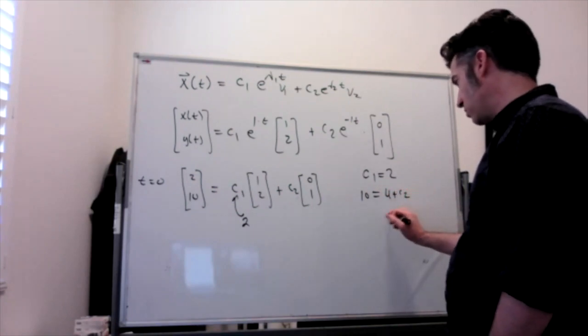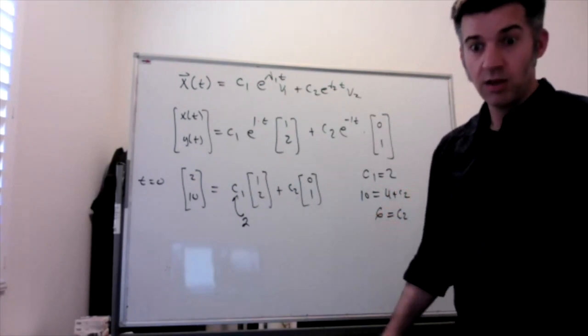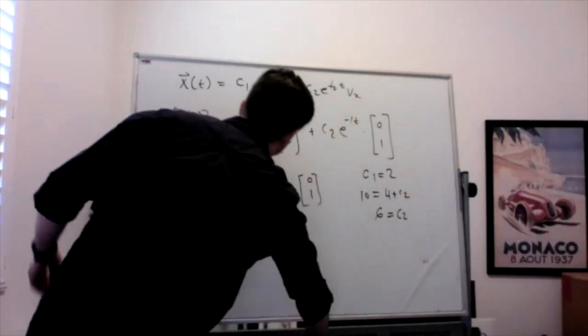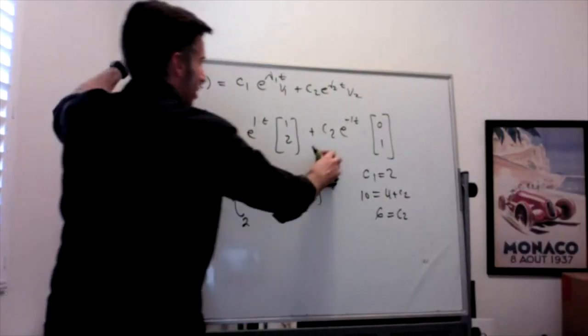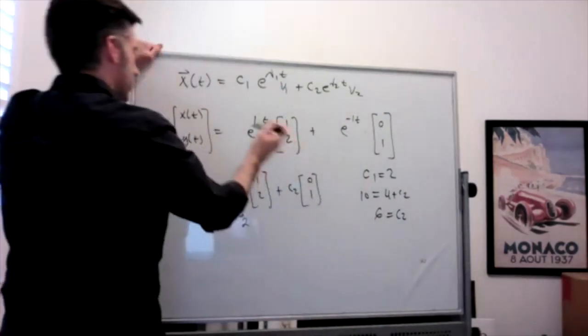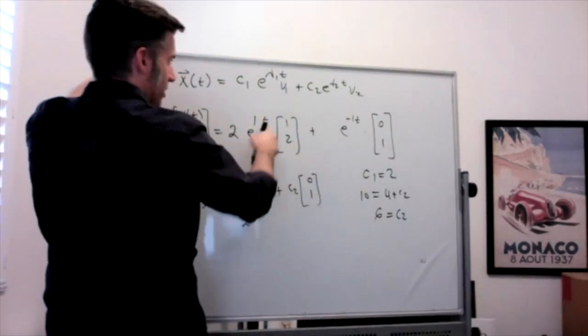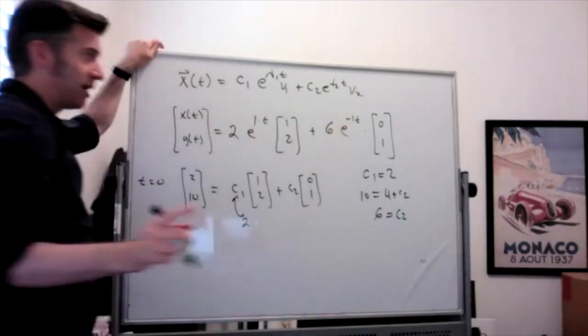So C2 equals 6. So our final solution, and let me just write it in here since we're out of time, is 2 e to the t times 1, 2 plus 6 e to the negative t times 0, 1.